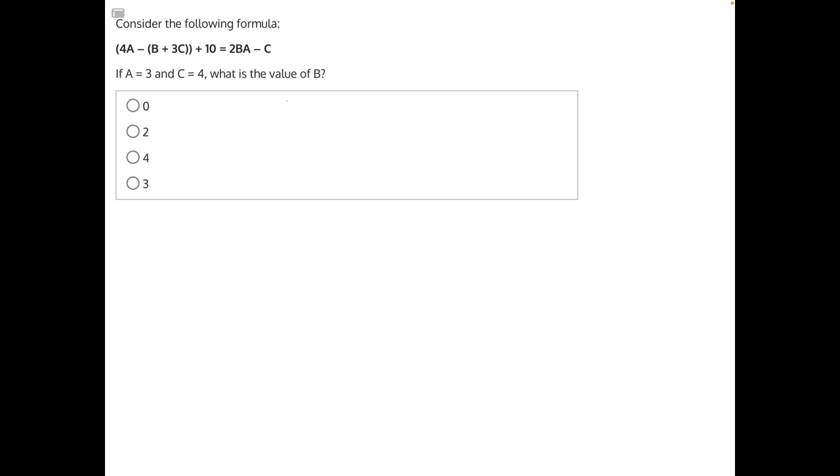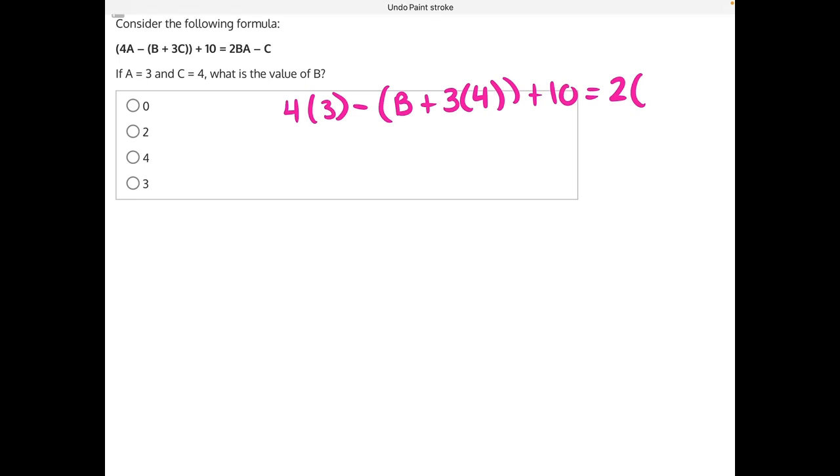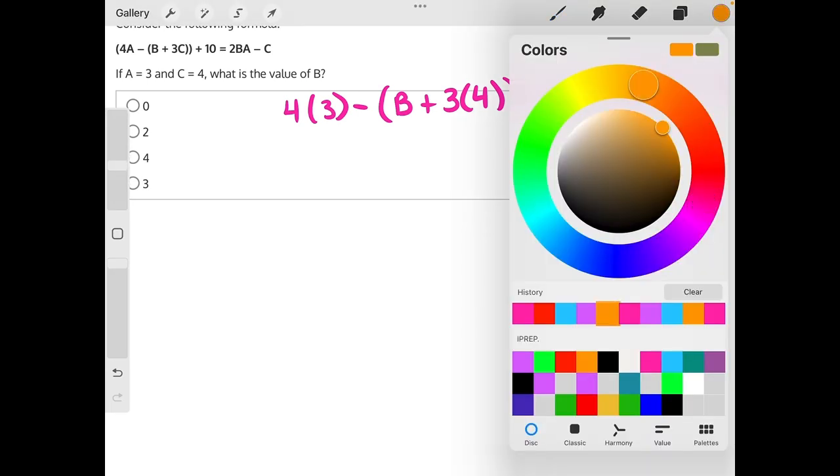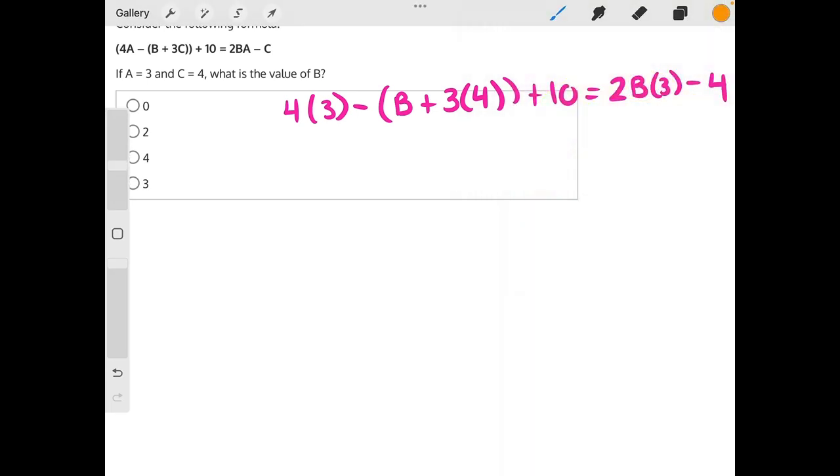We have 4 times A, which we know is 3, minus B, which is our unknown variable, so we can leave that exactly as it is, plus 3 times C, which we know is 4, plus 10 is equal to 2 times B, again, our unknown variable. I'll actually leave that outside of the parentheses. A, which we know is 3, minus C, which we know is 4. And now that we've written all this out, we can start to simplify using our order of operations.